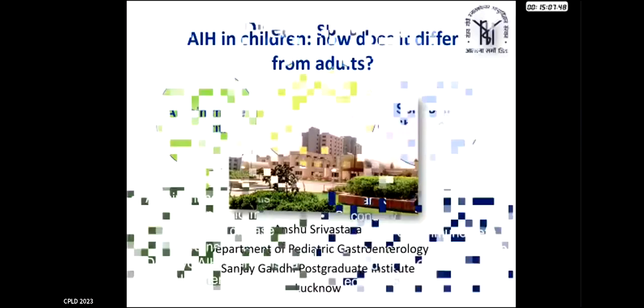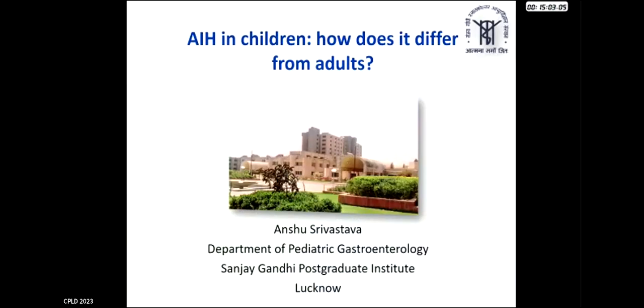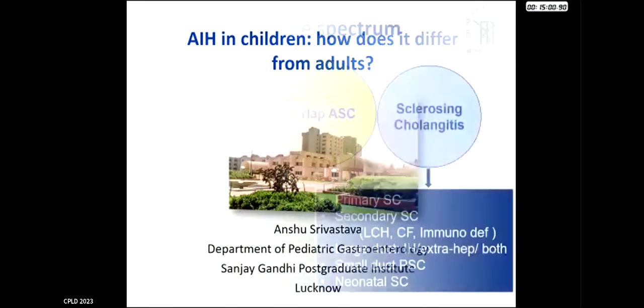Can I have the first? So the topic is AIH in children. How does it differ from adults? And we have already heard a lot about the adult autoimmune hepatitis.